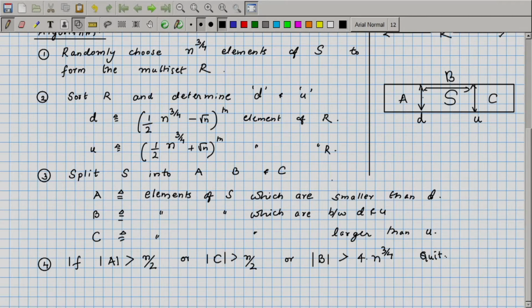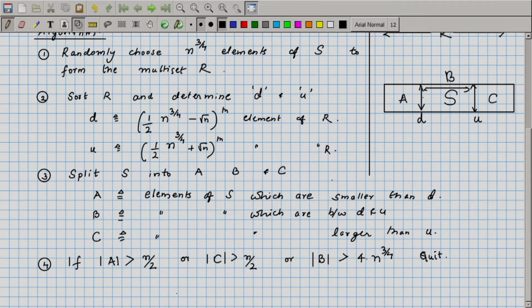What we have to do later on, when we analyze the algorithm, is show that the probability of such a thing happening is small. So, if this is not the case, that means size of A is not greater than n by 2, size of C is not greater than n by 2 and size of B is smaller than 4 n raised to 3 by 4, then we will find the median.